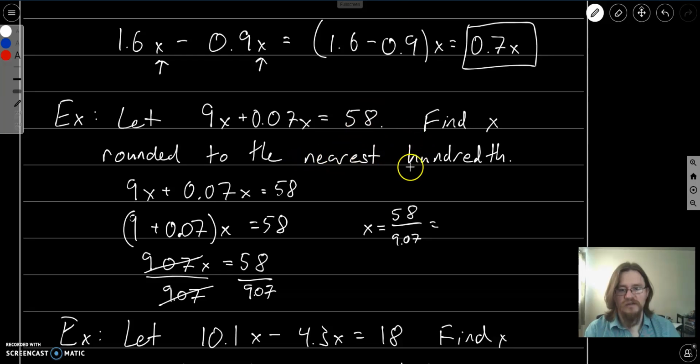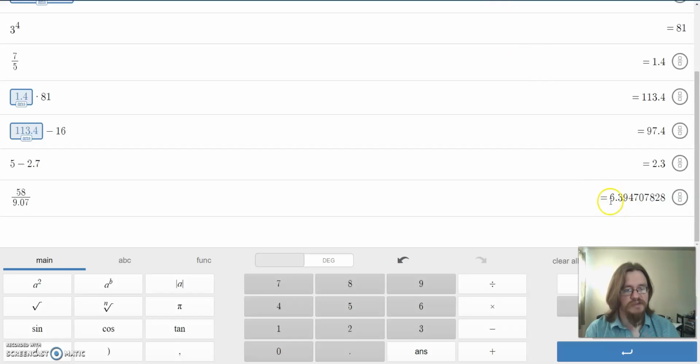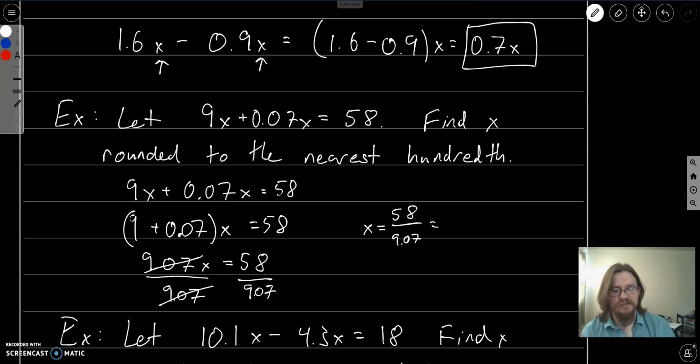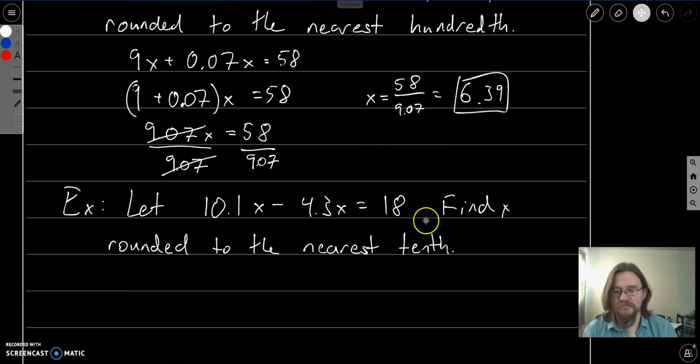We wanted this rounded to the nearest hundredth. So this is going to be 6 point, and then we have 3, 9. The 4 is less than 5, so I don't round up. So my answer is 6.39. There we go. Let's do another example.